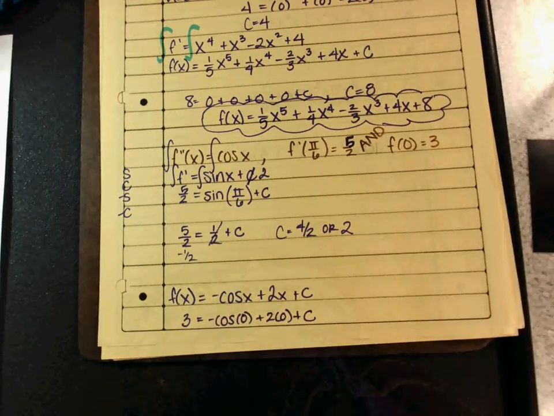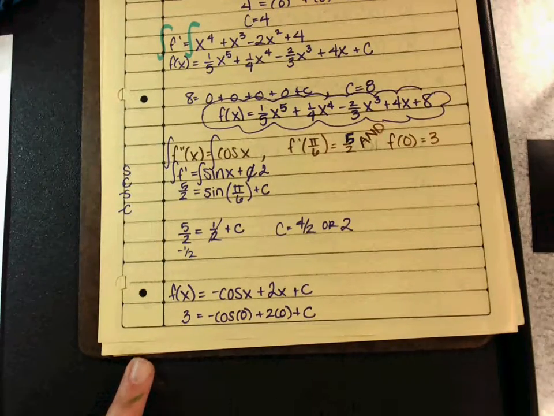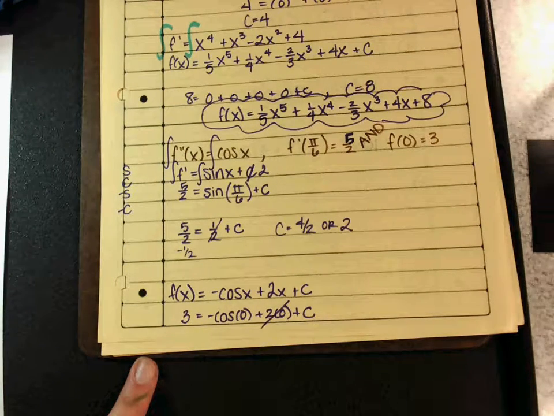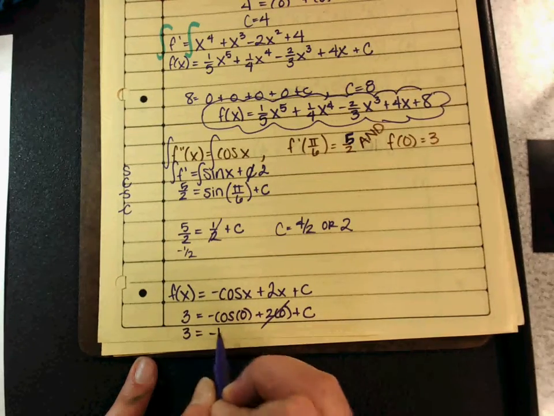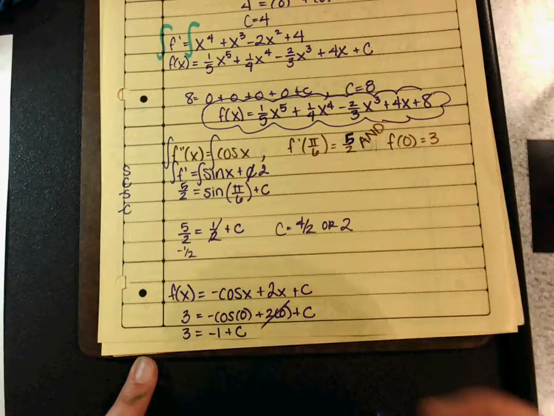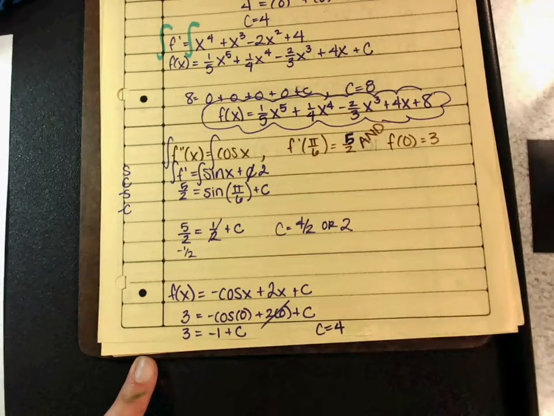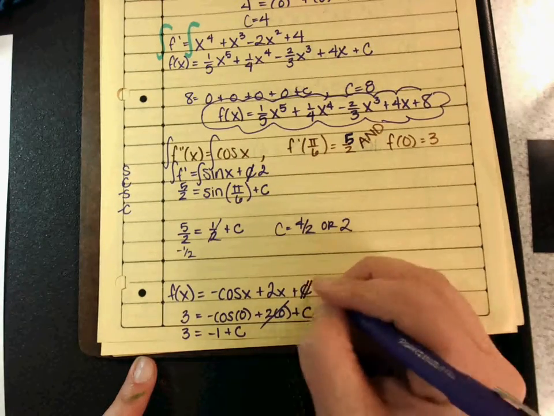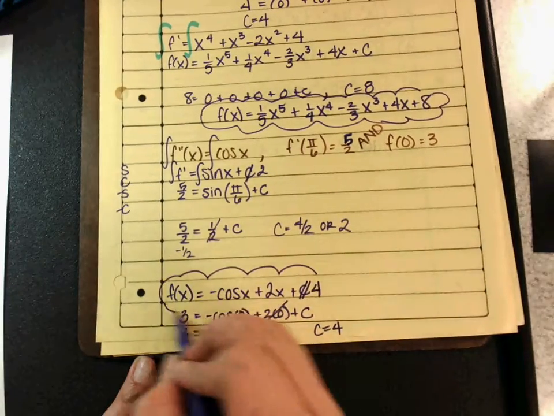Is c going to just come out to be 3 like it did on the other ones? No. The 2 0 is going to cross out, but what's the cosine of 0? Cosine of 0 is 1. So this is 3 equals negative 1 plus c. So my c is actually going to come out to be what? Add the 1 across, it would be 4. Very good. So c is 4. So then you can come back up here, slash it out, put a 4 in instead. That would be f of x.